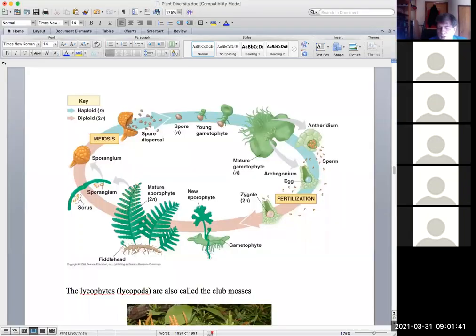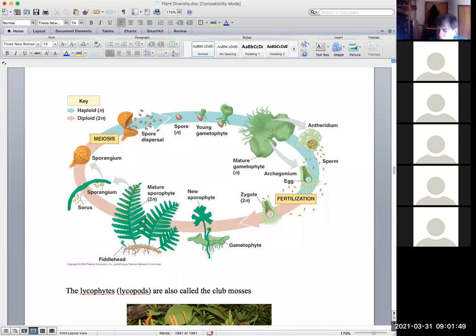We're going to start recording and we're going to go back and look at plants some more. The other day we talked about non-vascular plants, and today we're going to focus on vascular plants.